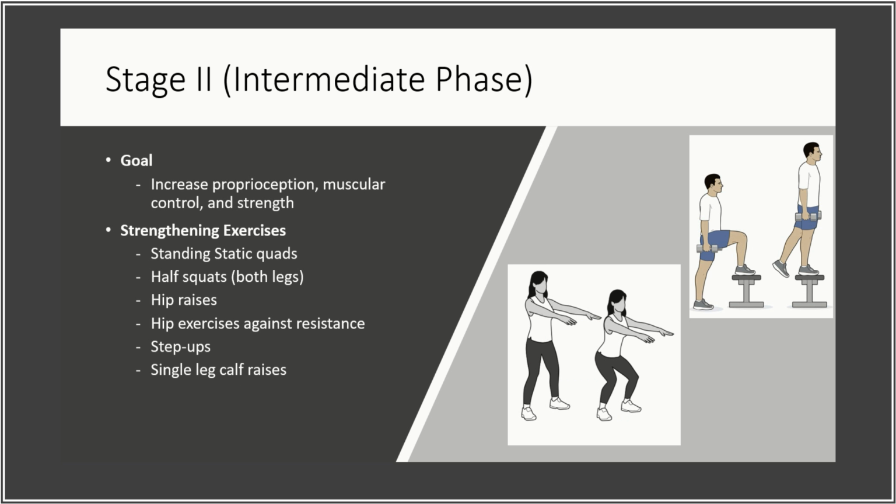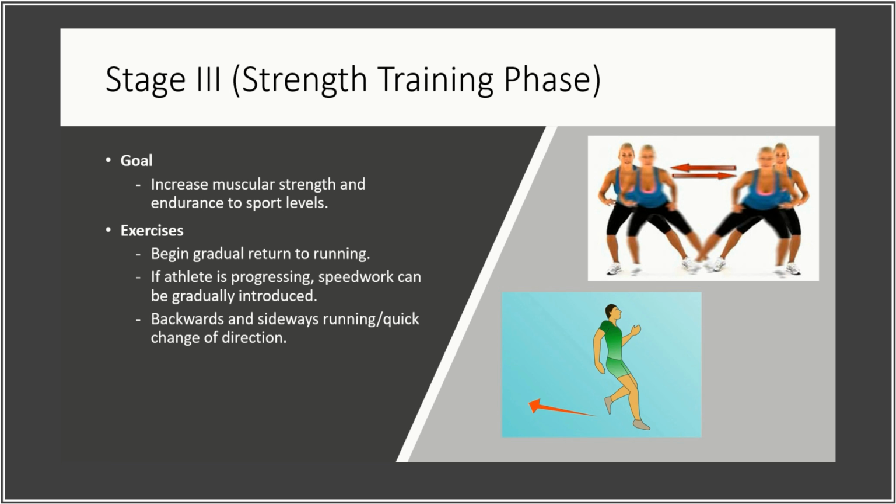Stage 2 is known as the intermediate phase, and the goal of this stage is to increase proprioception, muscular control, and strength. And for this stage, only strengthening exercises are required, such as standing static quads, half squats with both legs, hip raises, hip exercises against resistance, step-ups, and single leg calf raises. The third stage is the strength training phase.